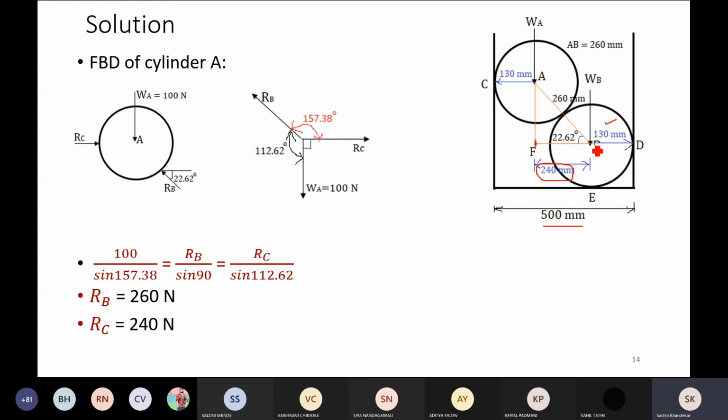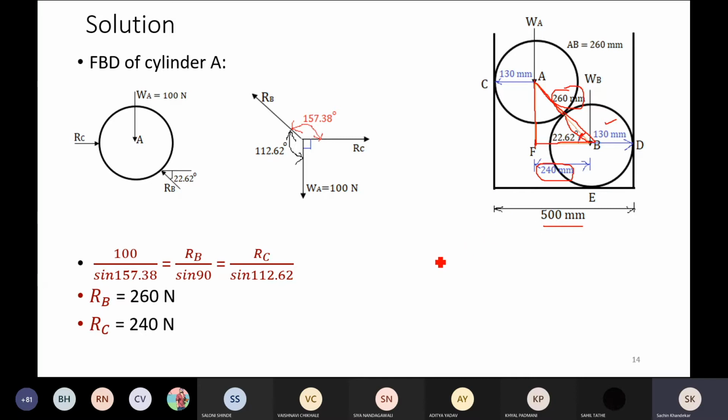Correct? Right? Now, what should be the distance AB? It must be 130 plus 130, that means 260 millimeter. Right? So as far as this right angle triangle AFB is concerned, what do we know here? We know the diagonal AB, which is 260 millimeter. Also, we know this FB, which is 240 millimeter, right? And hence, very quickly we can find out this angle B.